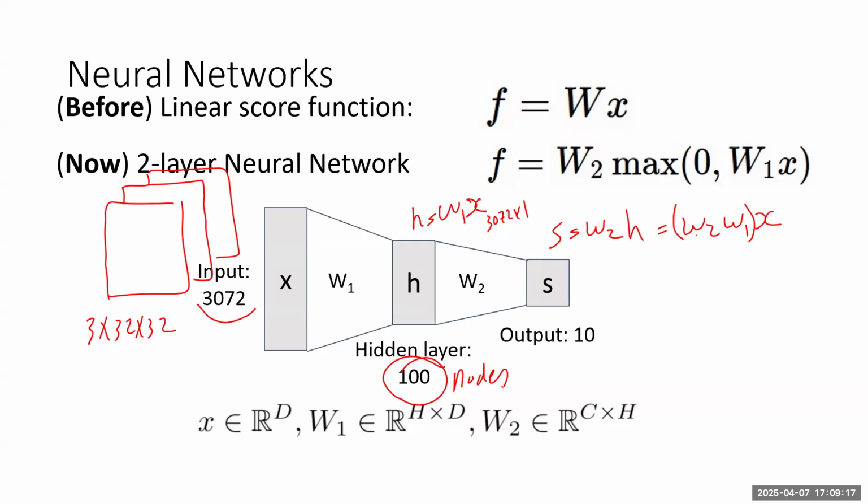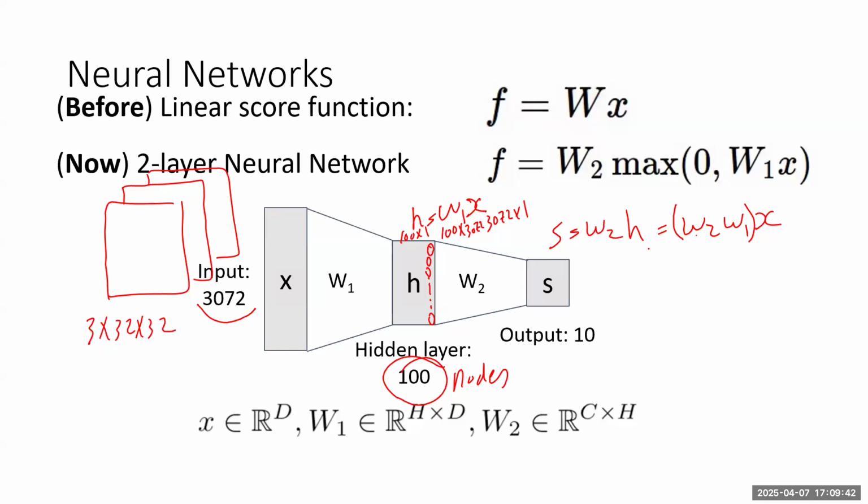This is 100 nodes, meaning I'm receiving 100 signals here. So this W1 should be 100 by 3072. According to the rules of matrix multiplication, H must be 100 by 1.